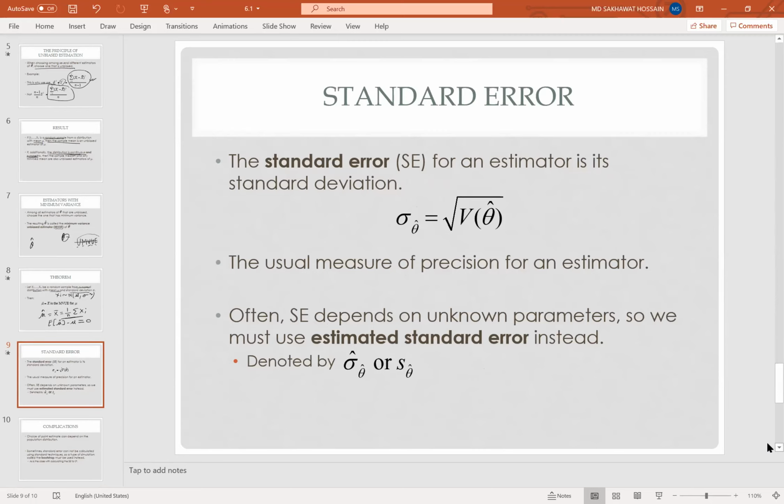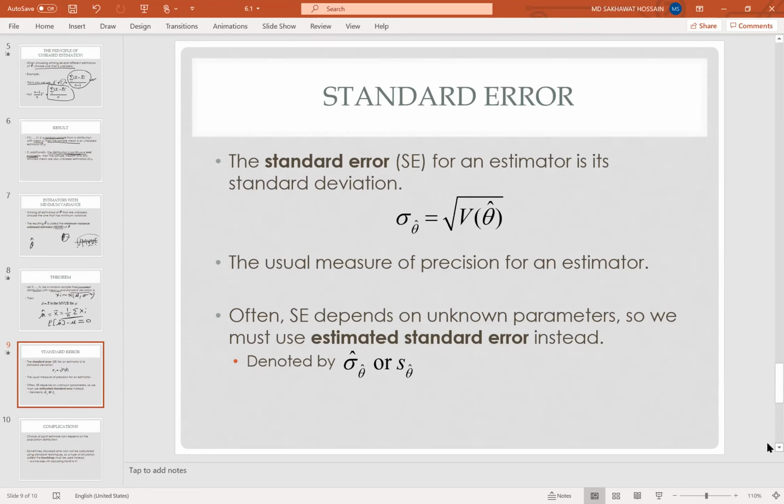Okay, now we'll discuss standard error for an estimator. So what is the standard error? The standard deviation of a random variable is the square root of the variance.